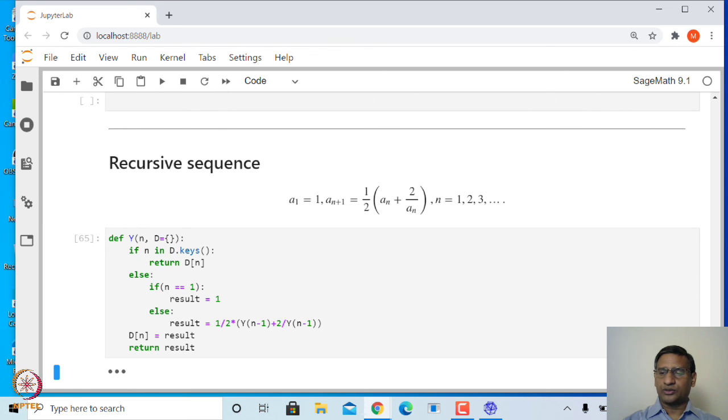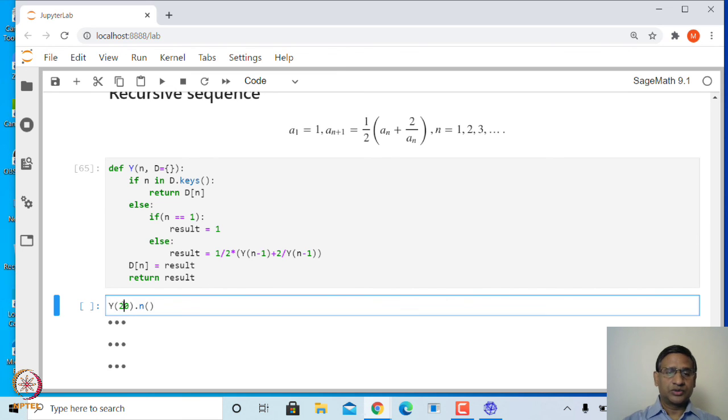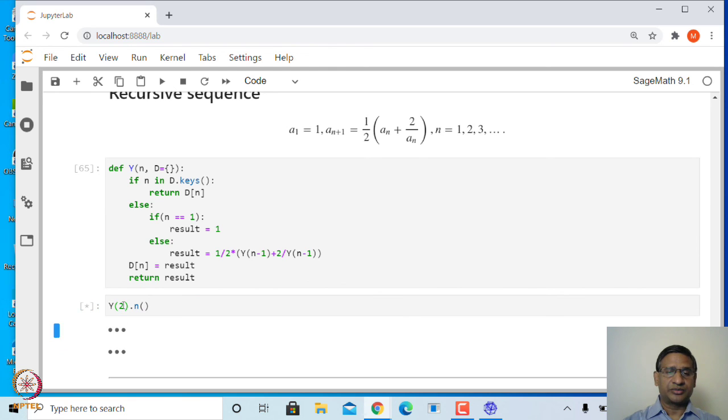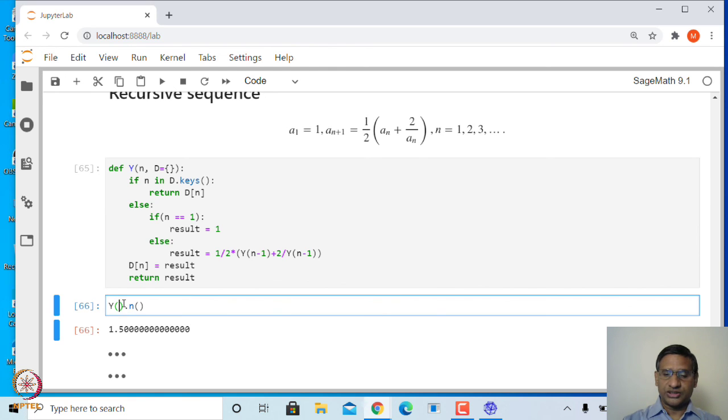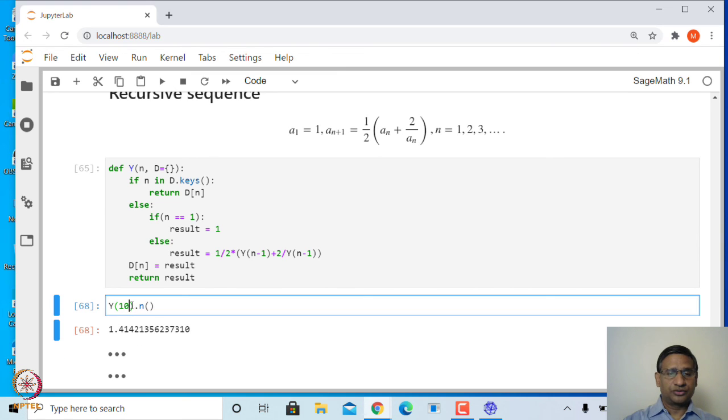Now, if I want to find out what is the second term, the second term is 1.5. What is the fifth term? The fifth term is 1.4142. If I say what is the 10th term, this is again 1.42. So, you may recall what kind of number it is. So, it is close to actually root 2.